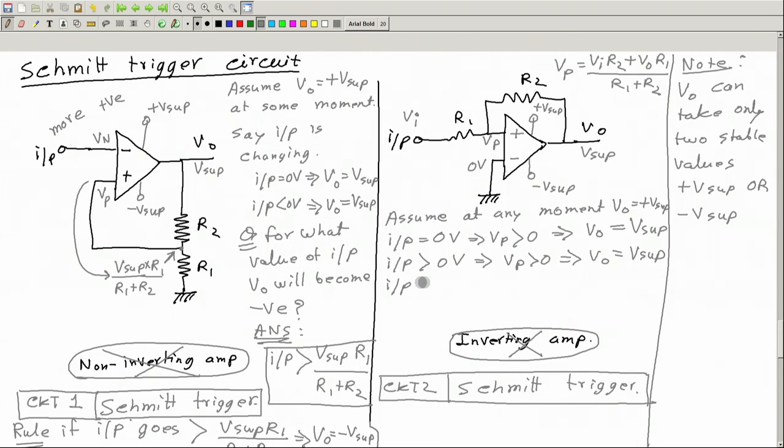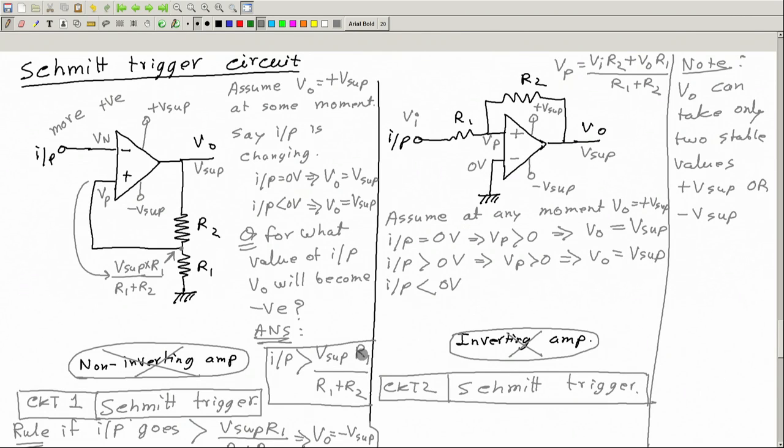Now say I make the input less than 0, then what will happen? If it is slightly negative, but this is sufficiently positive, their combination can still be positive. So the output will remain positive. That means a slight negative input will not change the output. I have to make the input sufficiently negative, negative enough, so that VP goes below VN, 0 volt, then only the output will change.